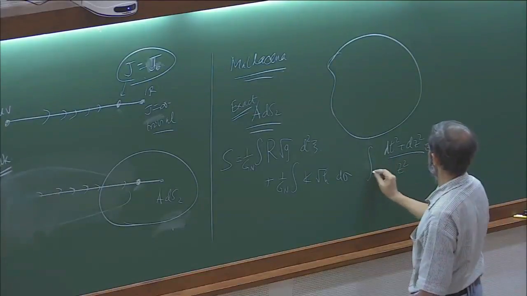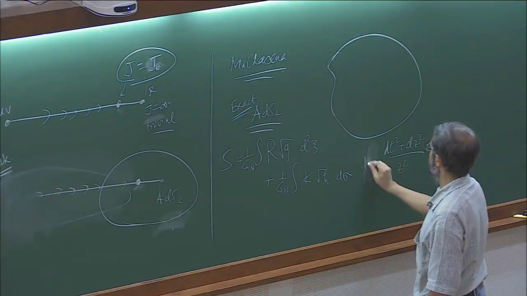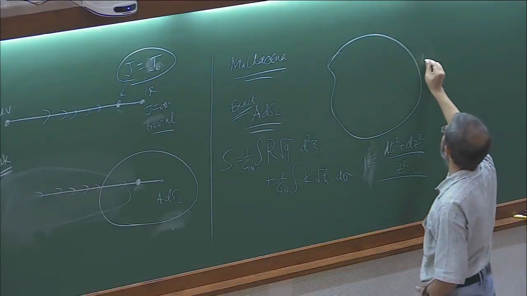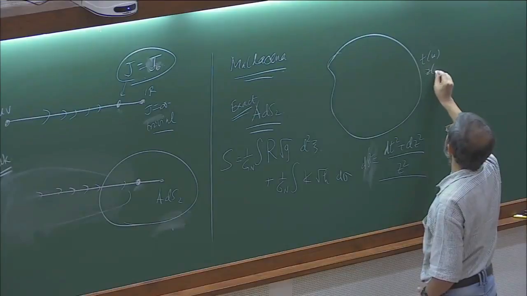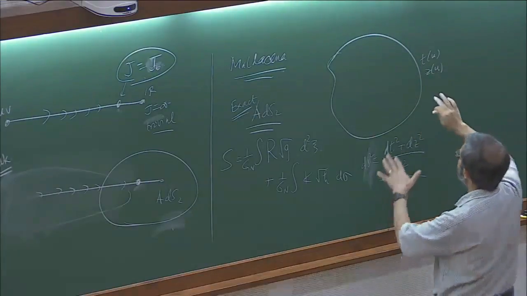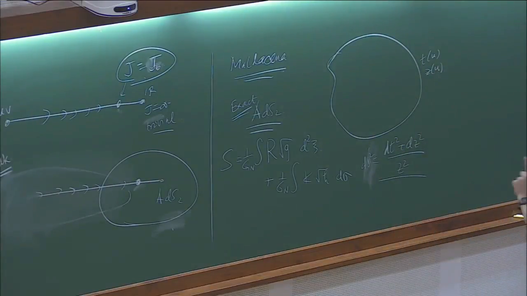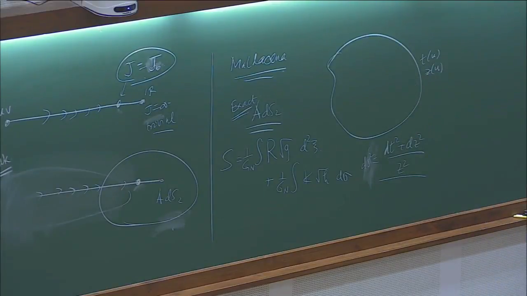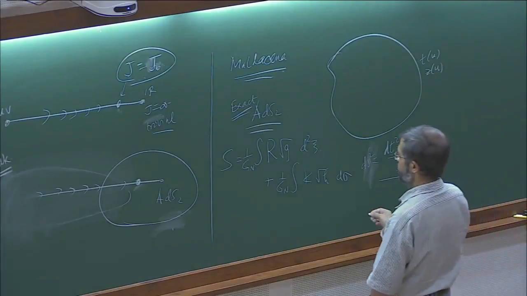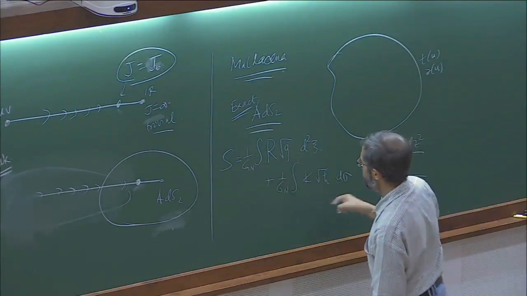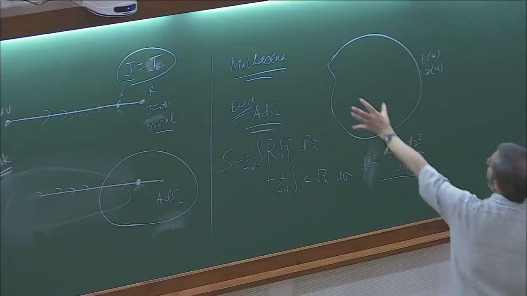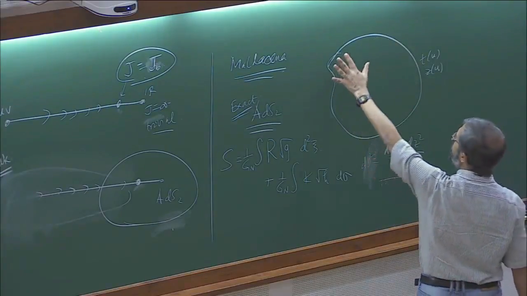You cut it off by some prescription about the proper length of this, remaining fixed to be something like 1 over epsilon. And you work out what the action is. Now the action will have non-trivial contributions only because of the boundary term.